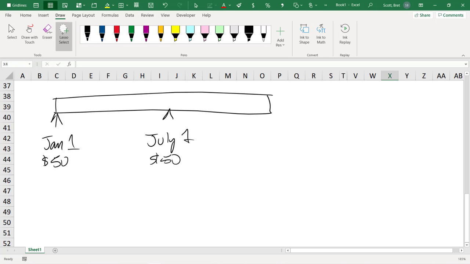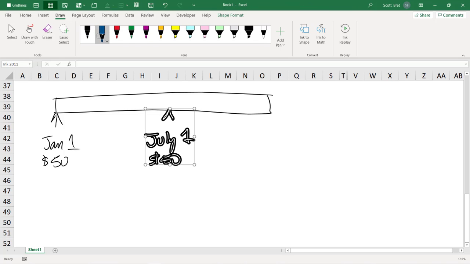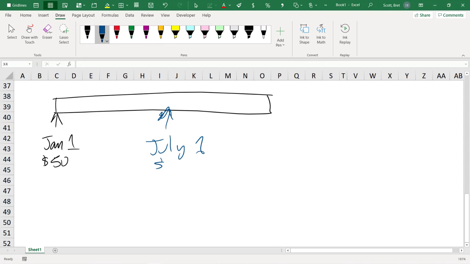In fact, let's go ahead and just make that blue. Blue, you're my boy. Red, come on, Kevin, why are you not working for me? Oh, Kevin's being a pain today. All right, borrow July 1, the other 50.